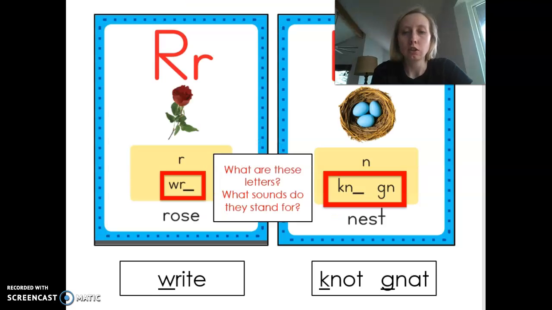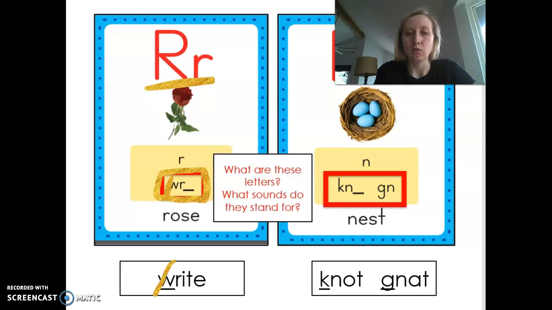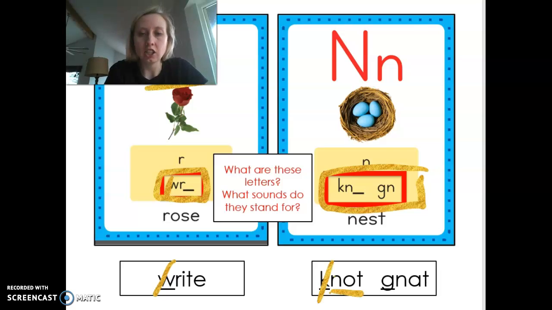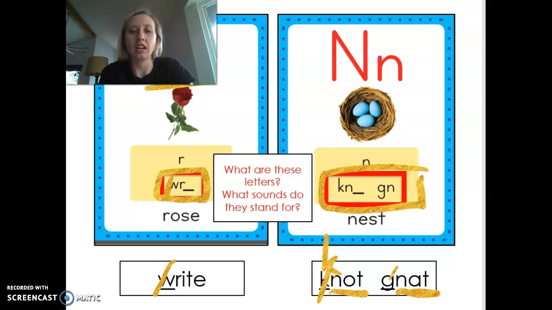So once again, you'll notice we're working on the rose card and the nest card. So this is the letter R, but we say r. So WR, the W is silent. So it's an r sound, as in right. Okay, let's look at the nest card, the n sound. So there are 2 of these. I'm not sure why there are 2. KN, the K is silent, as in knot, like you tie a knot. And GN, the G is silent, as in gnat. And a gnat is a bug.